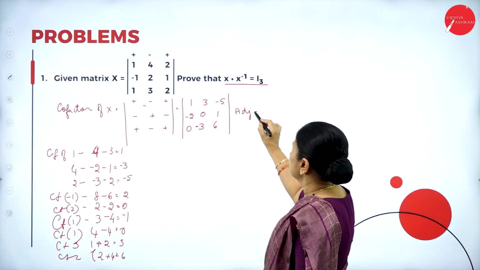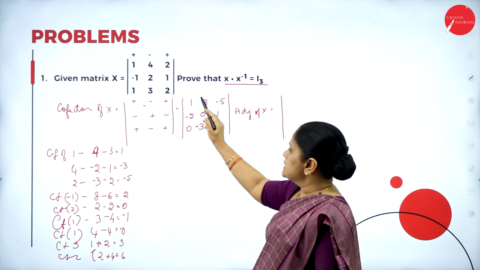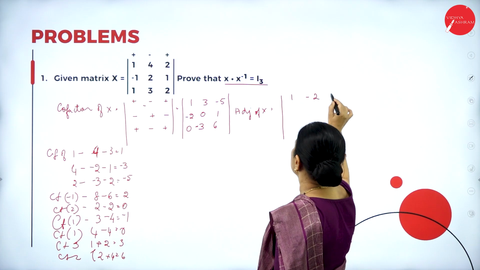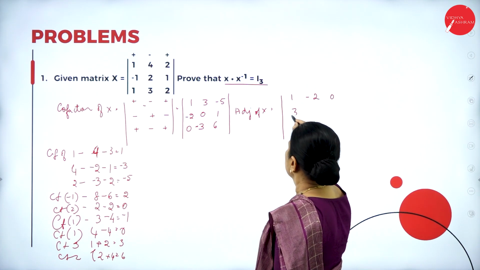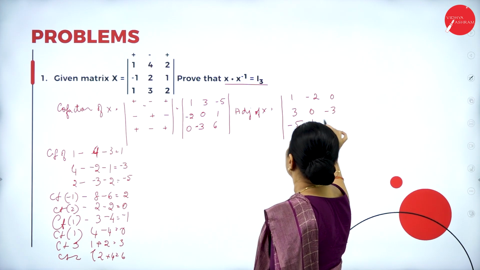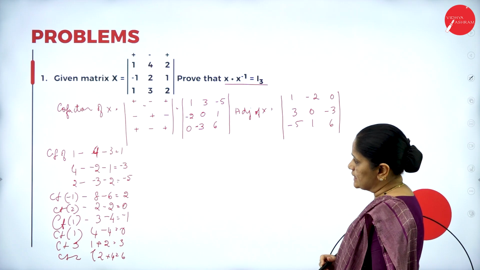Now the adjoint of x. Adjoint of x is, I'll have to write the transpose of this matrix. So it will be 1, minus 2, 0, 3, 0, minus 3, minus 5, 1, 6. This is the adjoint of x.